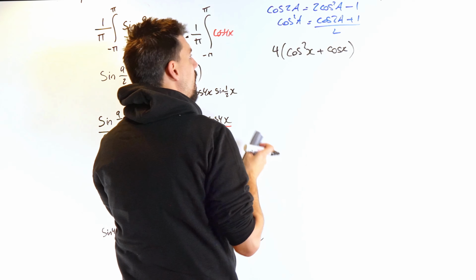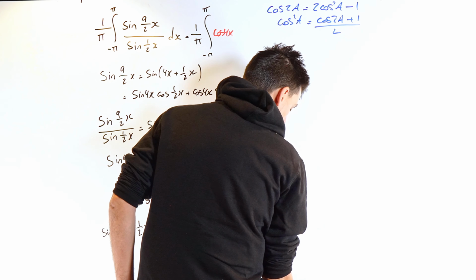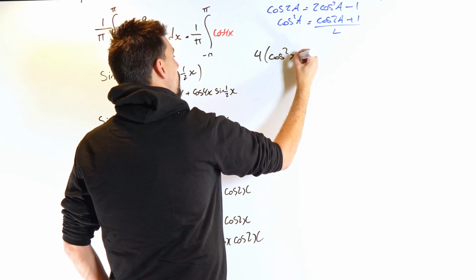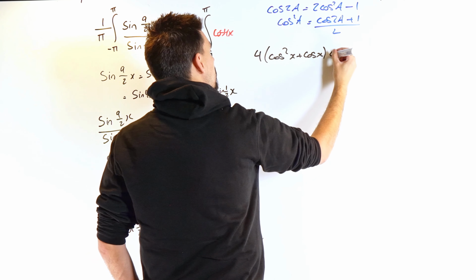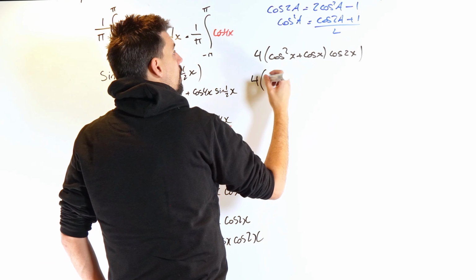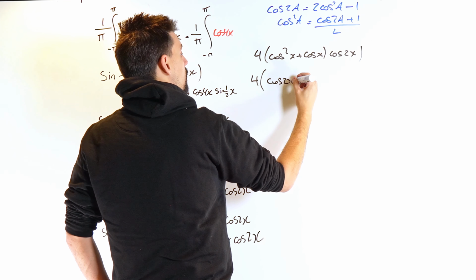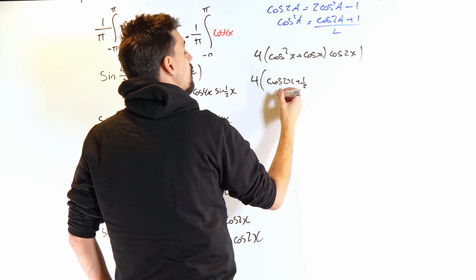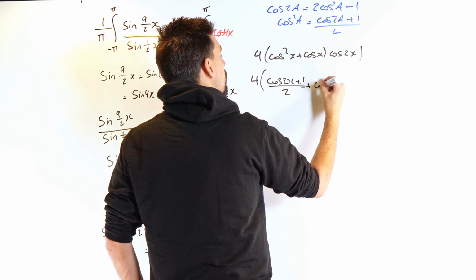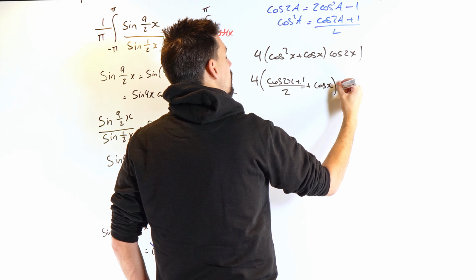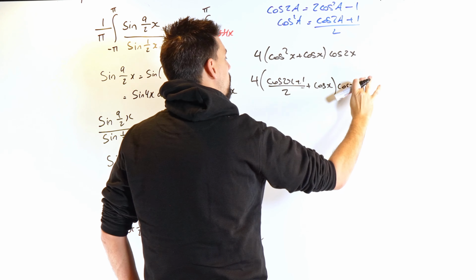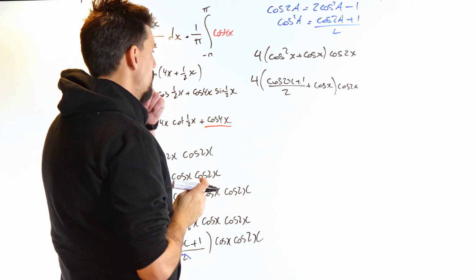I need a little bit more room, don't I? We're going to come off camera. It becomes 4 times cos squared x plus cos x, times cos 2x. But cos squared x is cos 2x plus 1 over 2, so 4 times cos 2x plus 1 over 2 plus cos x, times cos 2x. It's getting intense, y'all.